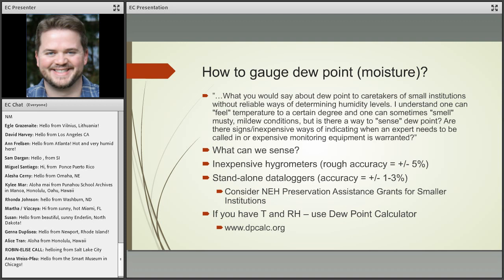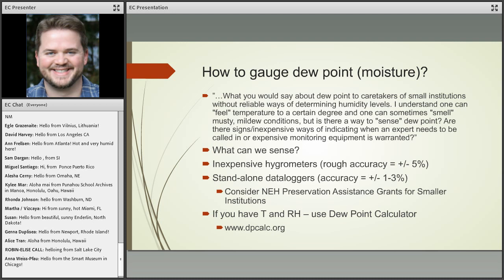A lot of this equipment, especially for small institutions that are joining us in the US, please do consider the National Endowment for the Humanities Preservation Assistance Grants for Smaller Institutions program. Those grants are for money up to $6,000 every year. The due date is usually somewhere around the middle of May on the calendar year.